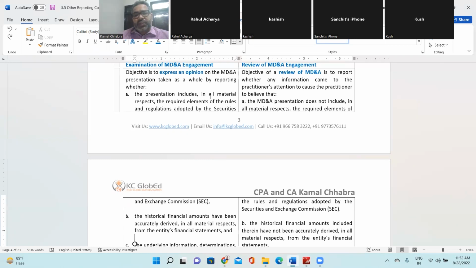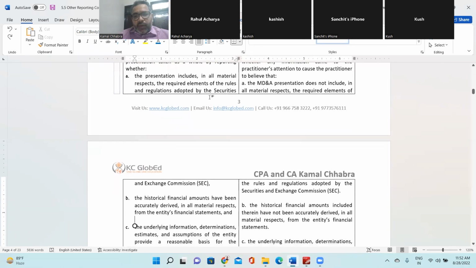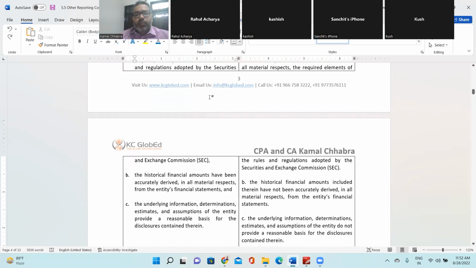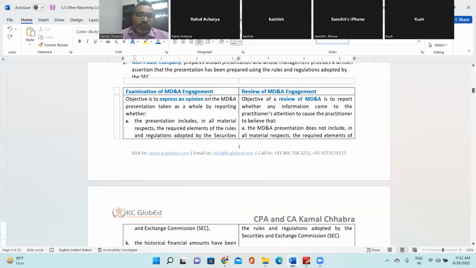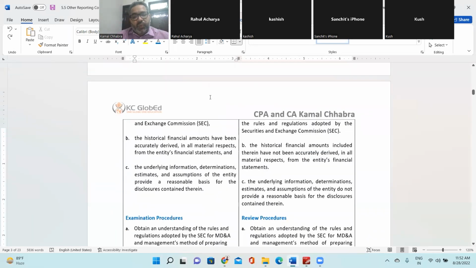So the MDA presentation does not include, in all material respects, the required elements of the rules and regulations adopted by the SEC. The historical financial amounts included herein have not been accurately derived, in all material respects, from the entity's financial statements. Third, the underlying information, determination, estimation, and assumptions of the entity do not provide a reasonable basis for the disclosure. If any such thing comes to your attention, then only will you provide such disclosure in your review report.